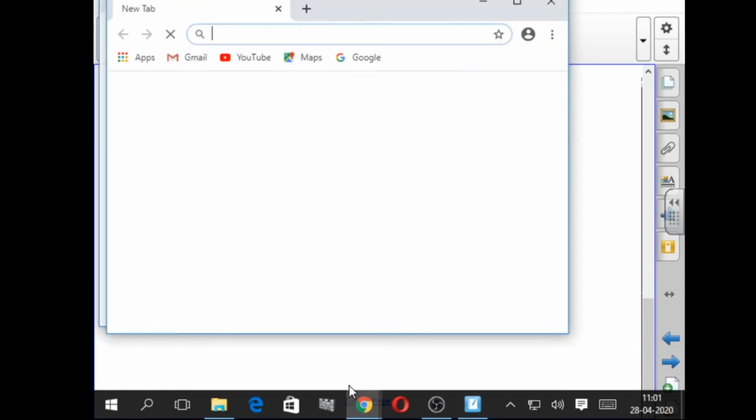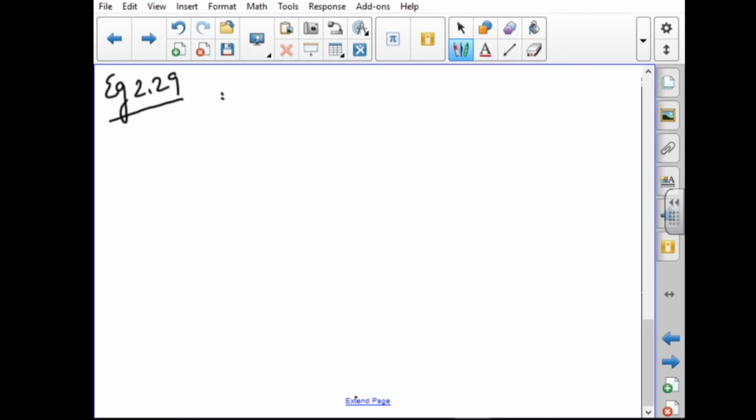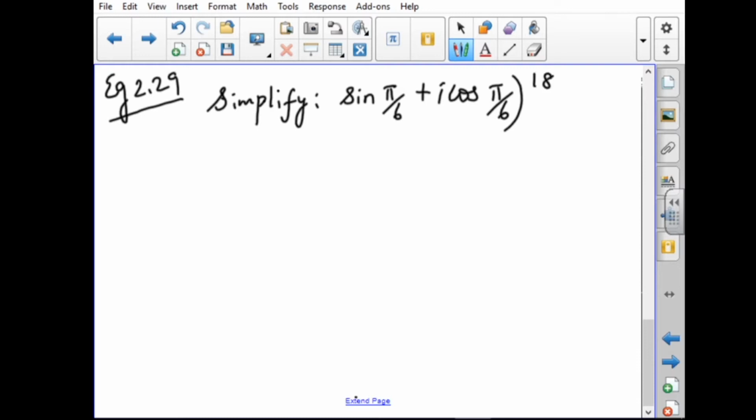Next example. Example 2.29. Okay, simplify. We have (sin pi by 6 plus i cos pi by 6) whole power 18.